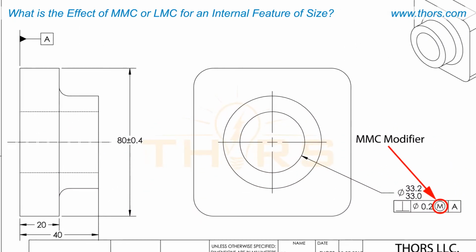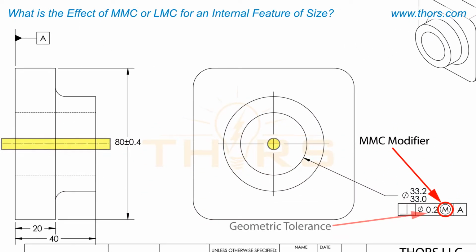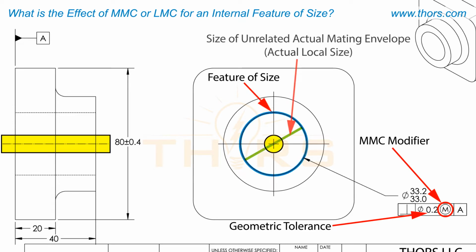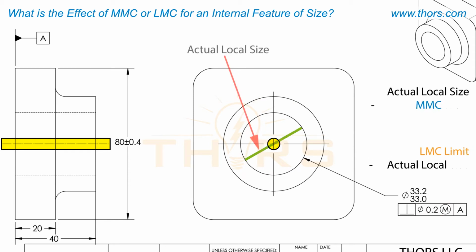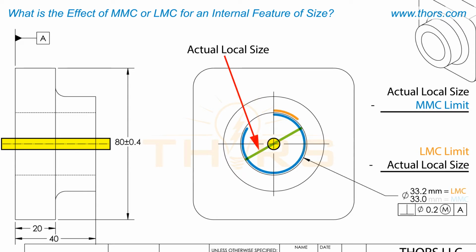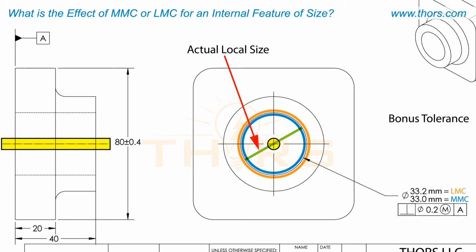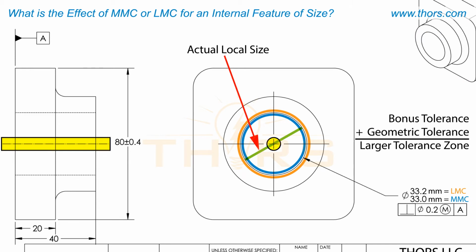When the MMC or LMC modifier is applied to the geometric tolerance within a feature control frame, the geometric tolerance associated with the feature of size is affected by the size of the unrelated actual mating envelope or the actual local size of the feature of size. In this situation, the amount of deviation between the actual local size of the feature of size and the MMC or LMC limit becomes an additional tolerance for the geometric characteristic, known as a bonus tolerance. This bonus tolerance is then added onto the geometric tolerance, allowing for a larger tolerance zone than what was originally allotted.